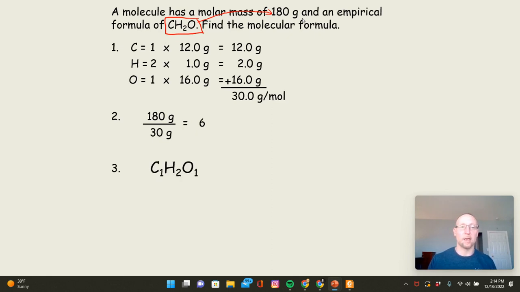So what does that mean? I take my empirical formula and I times it by 6. And what do I get? Good old glucose, C6H12O6.